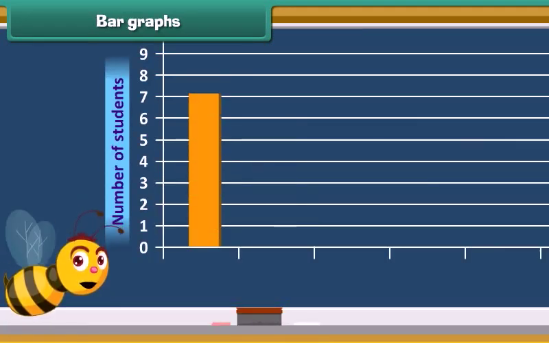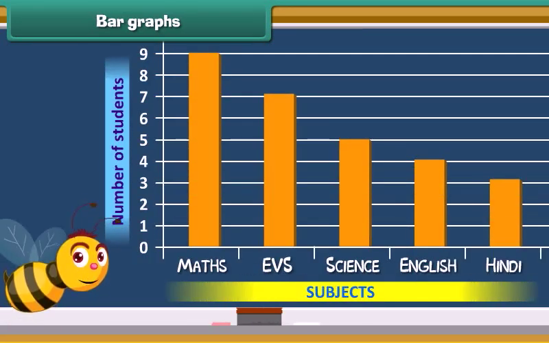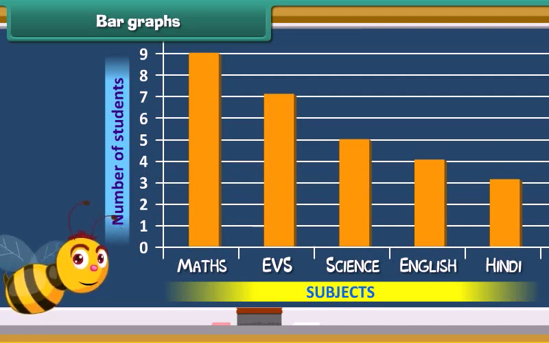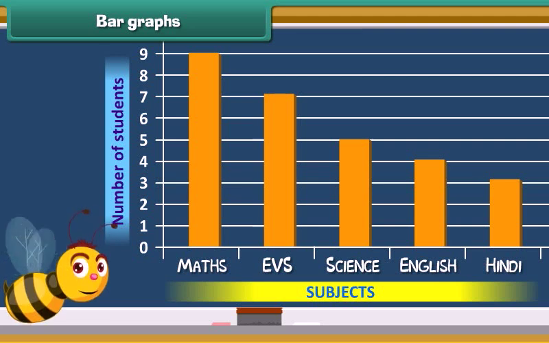Given chart is known as the bar graph. These graphs are another way of data representation. A bar graph uses bar to represent data.